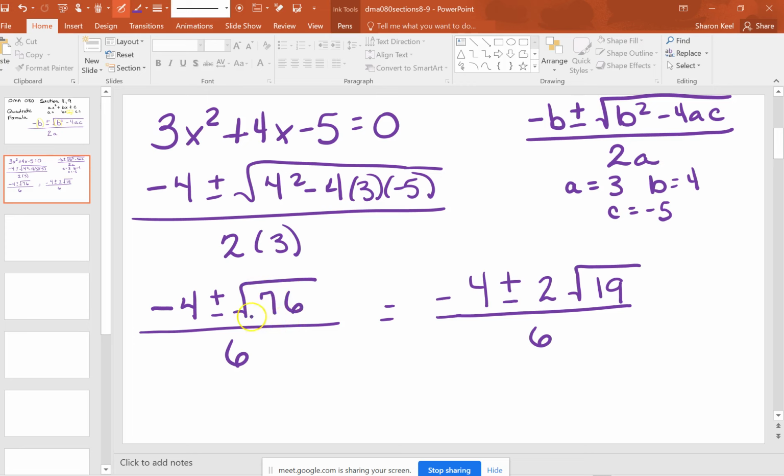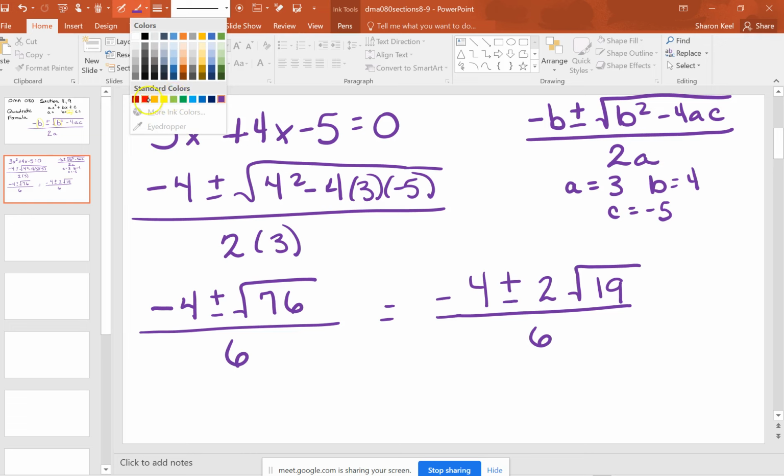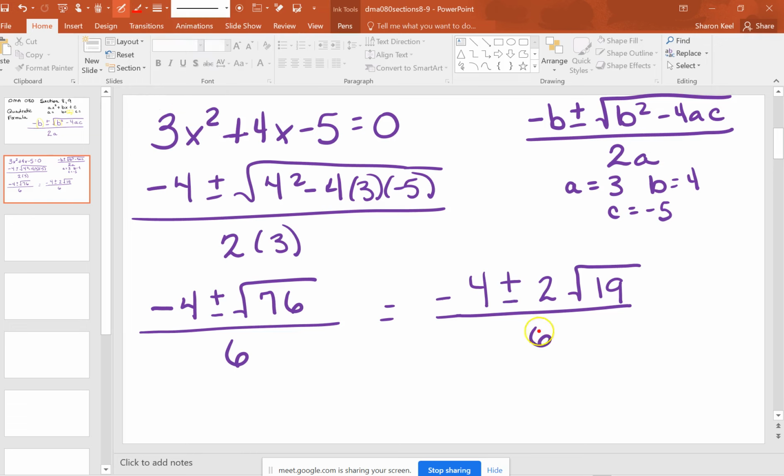So when you have a radical, you still have to simplify the radical as we've been doing so far. In order to reduce the 6, the 2, and the 4, we cannot reduce these unless all 3 have a common factor. All 3 of these numbers are even. I can divide 6 by 2 and I get 3. 2 divided by 2 is 1, and 4 divided by 2 is 2. So my final answer is going to be negative 2 plus or minus the square root of 19 over the number 3.